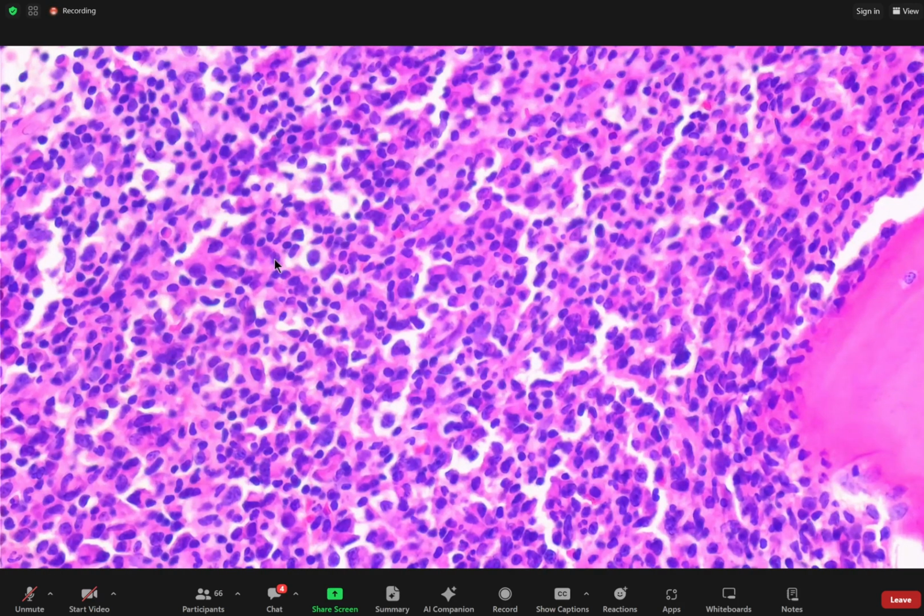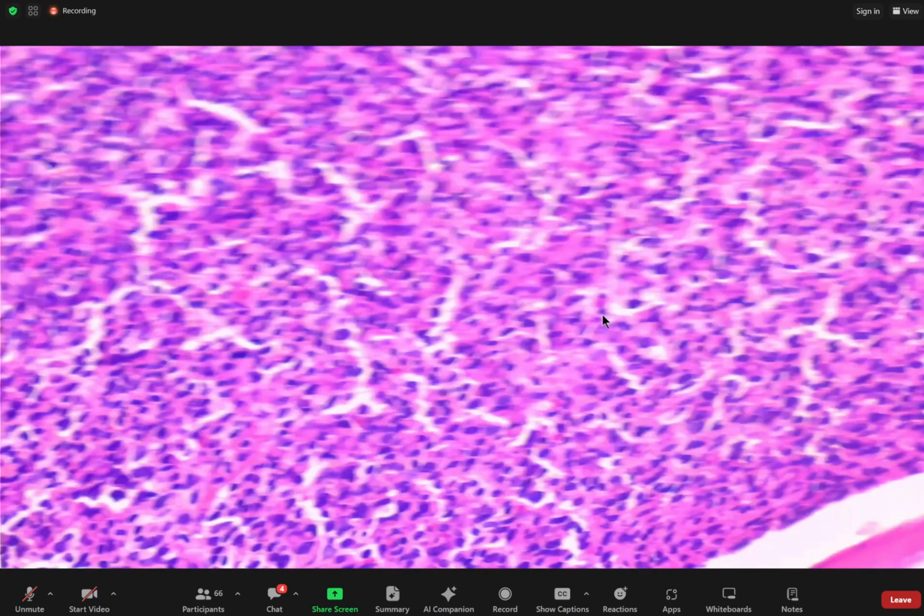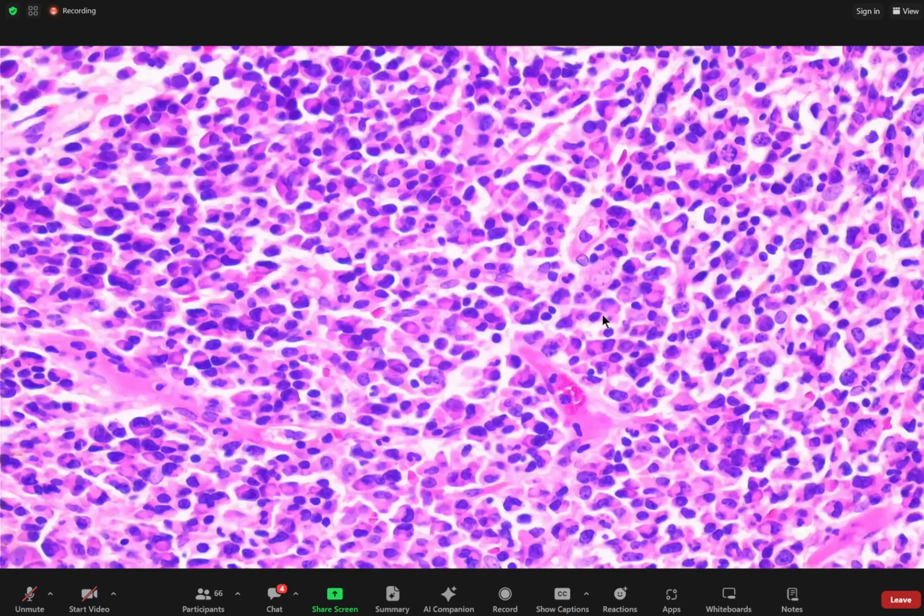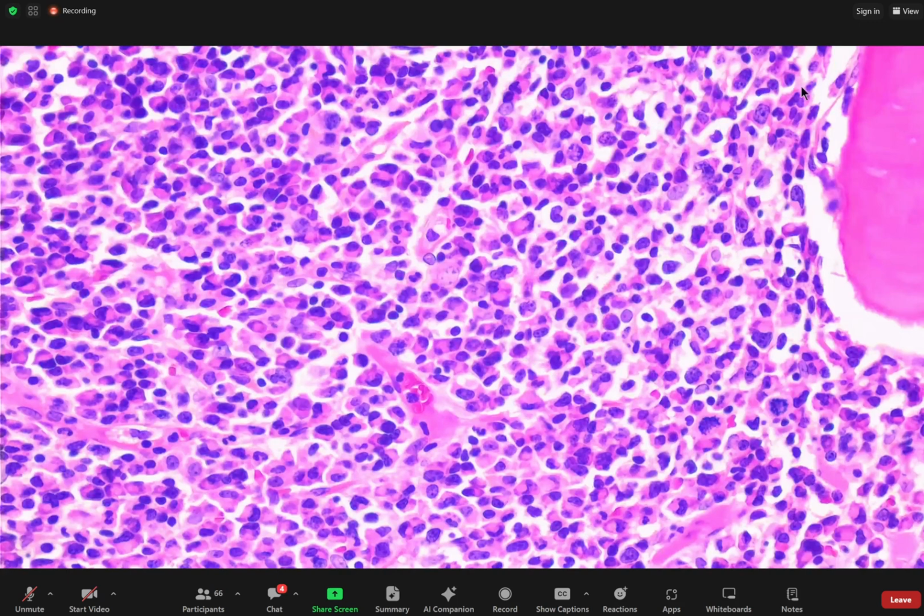For example, in this area, there are a lot of these lymphoid cells with only occasional mature neutrophils. And we also have plasma cells among them. It's a bit difficult to be seen here, but it's quite clear under the microscope. Here's better. So you can see in this area, there are a lot of these plasma cells with very occasional granulocytes.